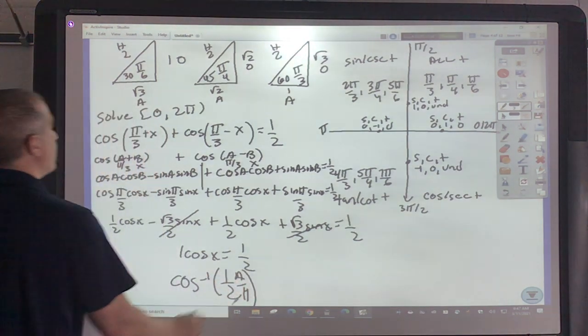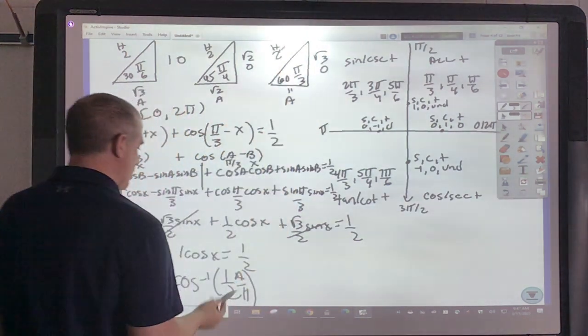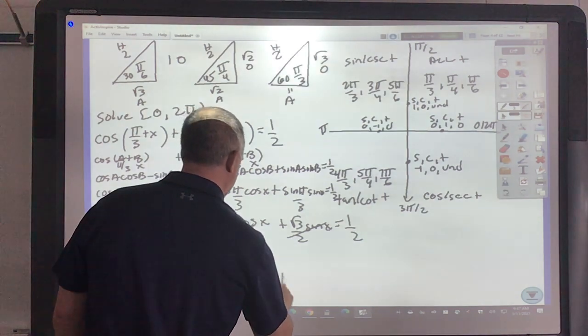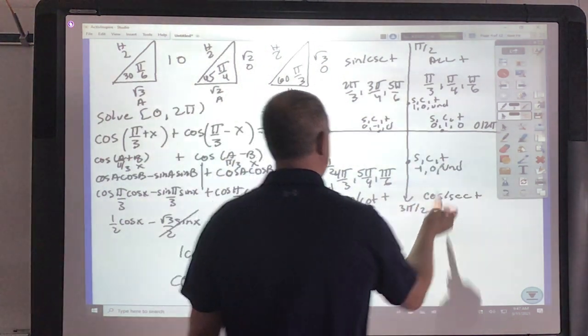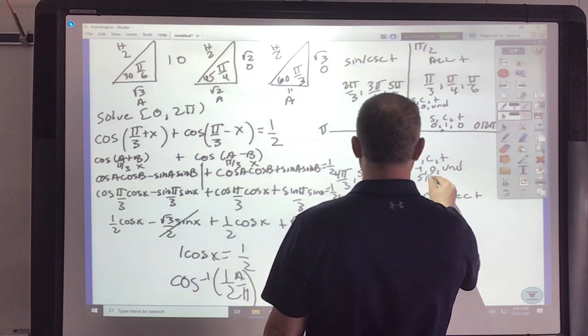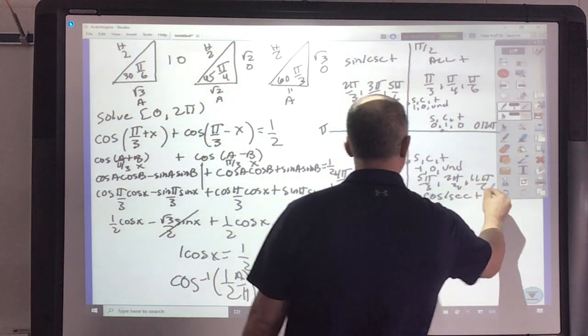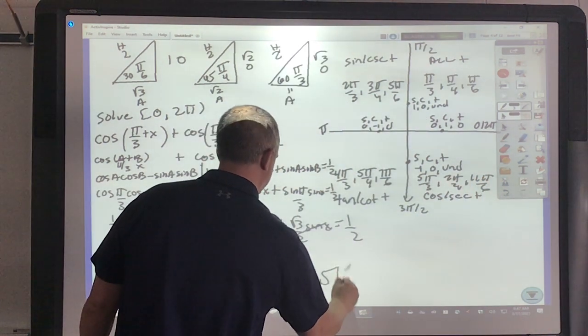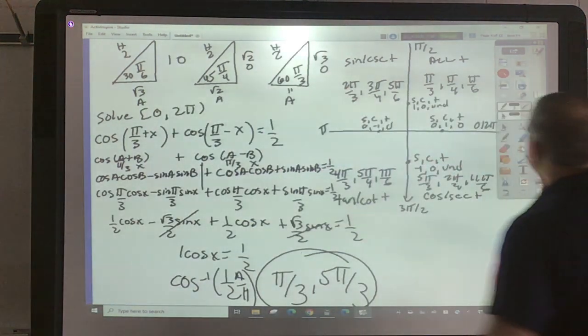And I'm back to my original. Where's my A1 and my H2? A1, H2, okay, so that would be pi over 3, okay? Where else is cosine positive? Cosine is positive down here, so that would be, I forgot to put these in there, 5 pi over 3, 7 pi over 4, 11 pi over 6, okay? So the other answer would be 5 pi over 3, okay?